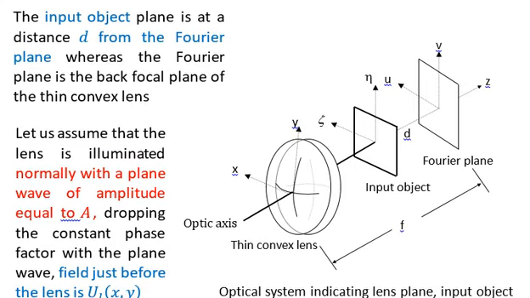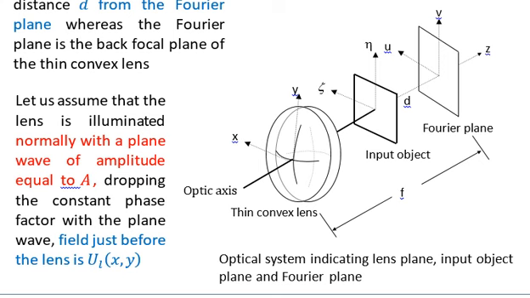For example, in this figure we have three planes: the xy plane, the zeta eta plane, and the uv plane. The three planes are parallel to each other. The lens is placed at the xy plane, the input object is placed at the zeta eta plane, and the field will be calculated at the uv plane, which is referred to as the Fourier plane. You can see that the distance between the object and the Fourier plane is d, and the Fourier plane is located at the back focal plane of the lens, at a distance f behind it.